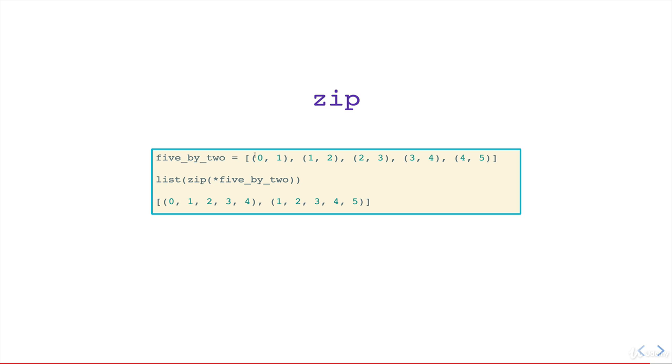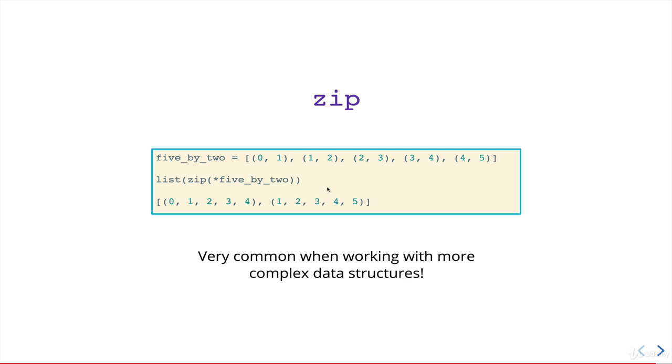Pairs is the wrong term, actually. It's going to take the first item from all 5 and put them in one tuple, and then take the second item from all 5 and put them in another tuple. So we can use that star to unpack things. And it's pretty common when we work with more complex data structures.